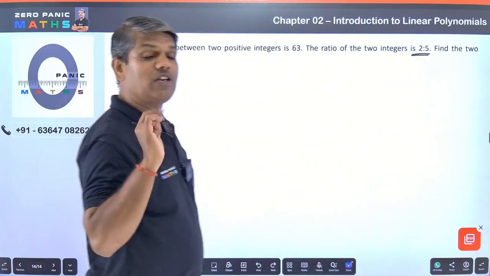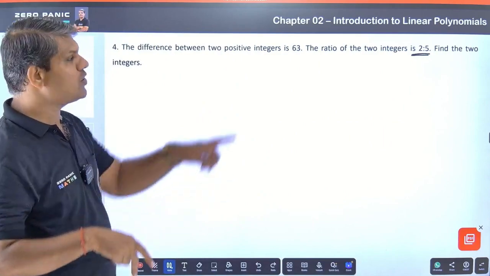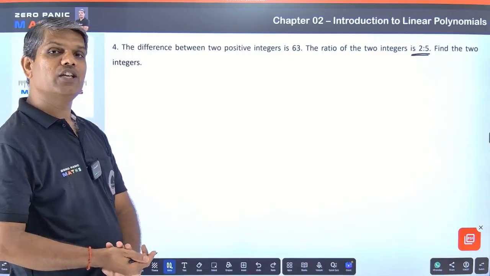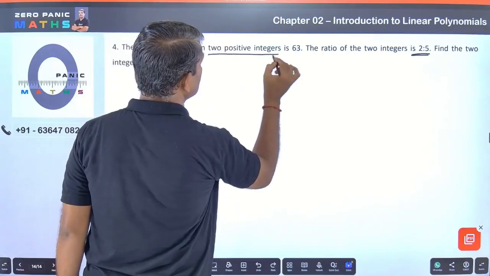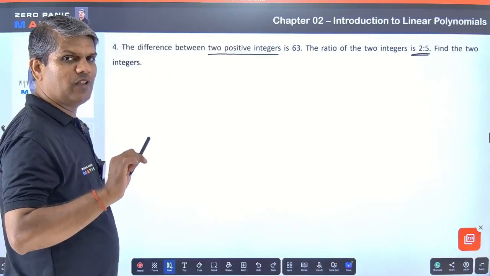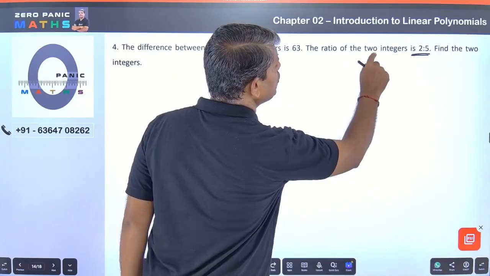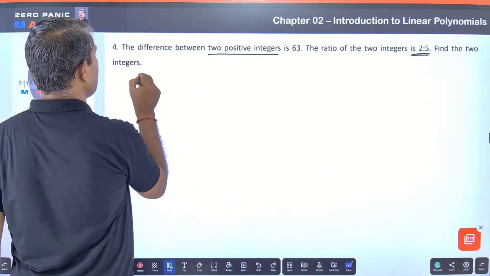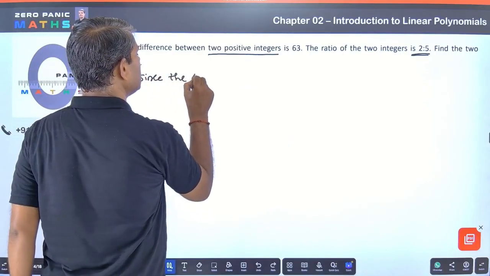Okay, the important information given is their ratio. The two numbers' ratio is 2 is to 5. Find the two integers. You need to be very careful here that they have given two positive integers, so the answer that you get should be positive only. Okay, let us start with the given information that the ratio of the two integers is 2 is to 5.